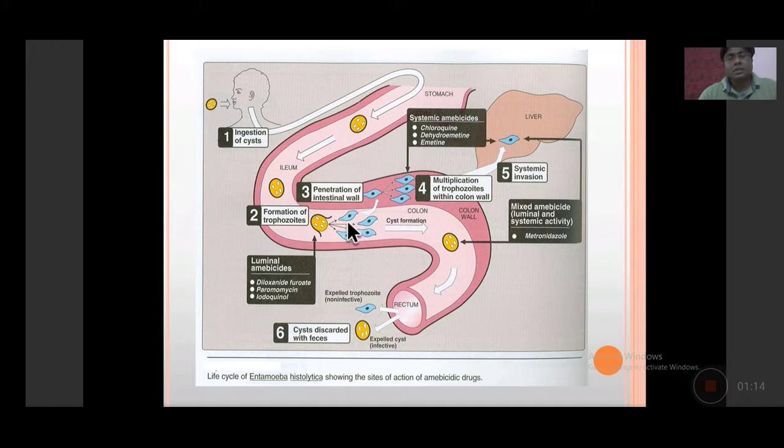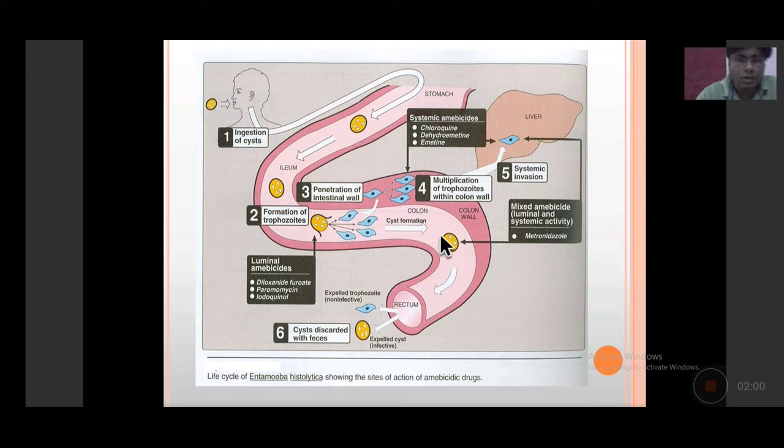So after penetration into the intestinal wall, the trophozoites multiply within the colon, and they can go further and infect tissues like the liver. Again they produce cysts and release them into the blood and into the gut. So there are various types of cyst here. You can see different types of cyst with amoeba, and you need to read the whole life cycle thoroughly from your microbiology book.